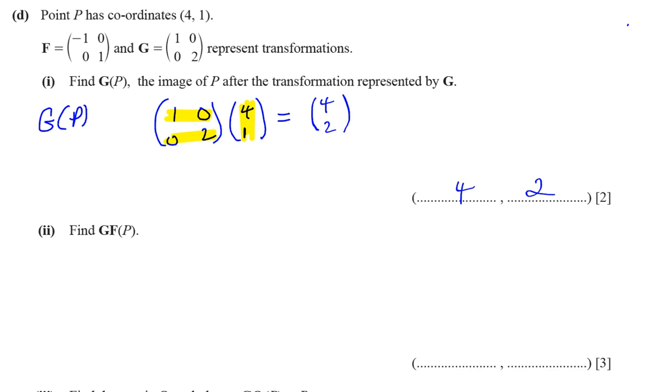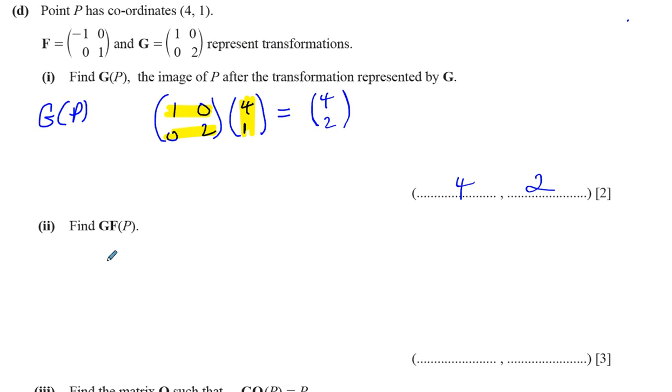Now, part 2. Keep that there so we can see what's up there. It says find GFP. Now, what this means is it's like functions. Like you remember, if you had, for example, the function GF of x, that means you find what f of x is first, and then you find what g of that is. So the same thing here. You find what F of P is. So basically you're going to transform P by the matrix F first, and the result of that you're going to transform by the matrix G.